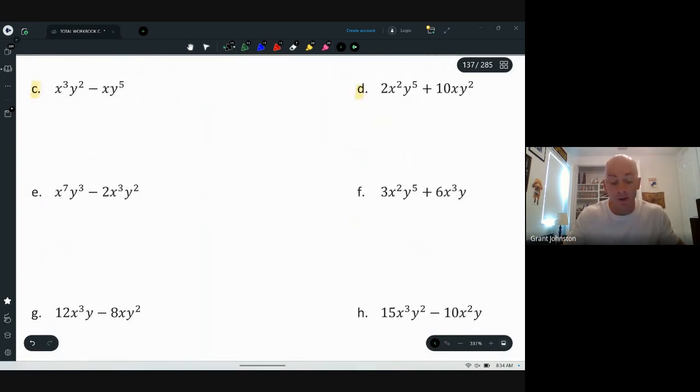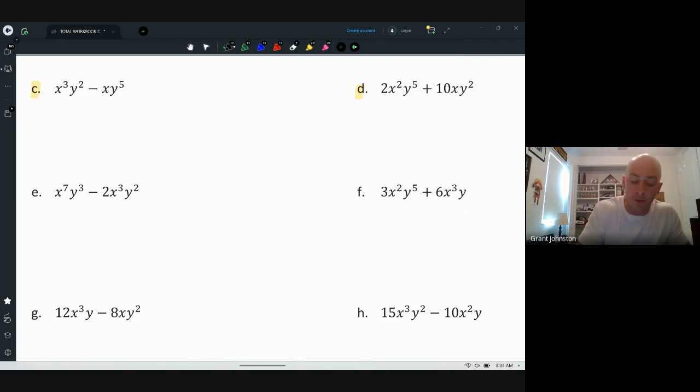C doesn't have any numbers to factor out, so I'm really just looking at the variables. The maximum number of x's I can take out is just 1, indicated here. And the maximum number of y's I can take out of both terms is 2, indicated here. So I'm going to factor out an x y squared.